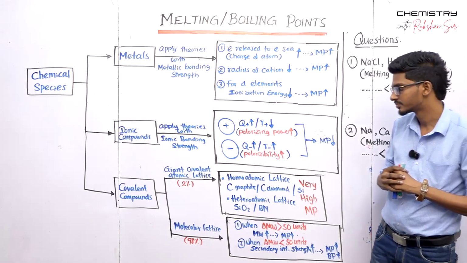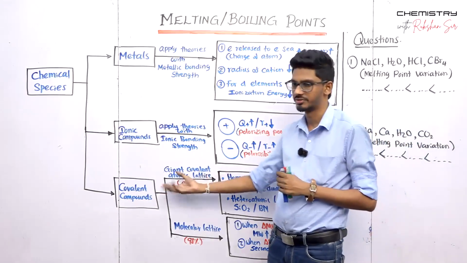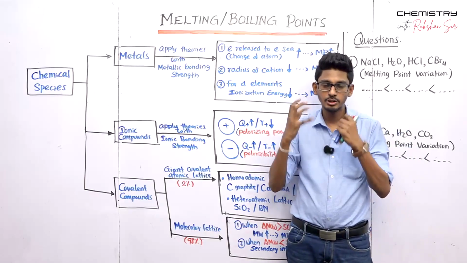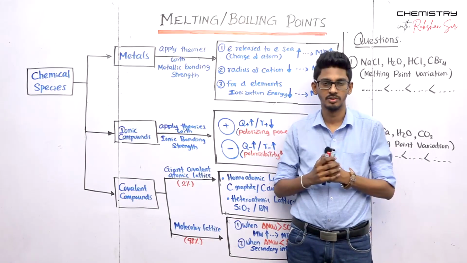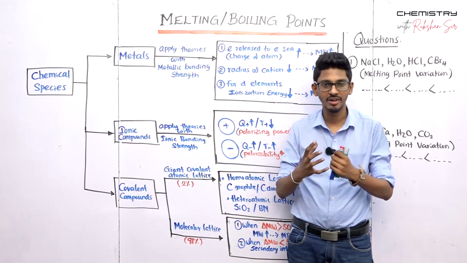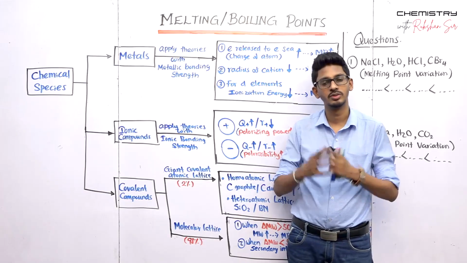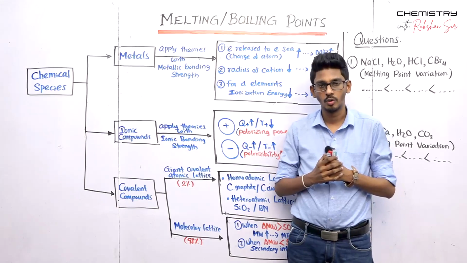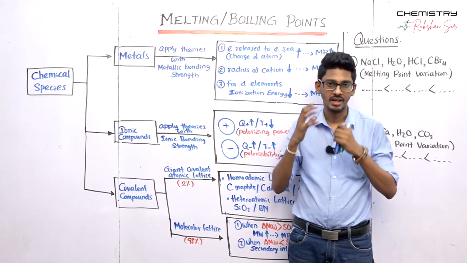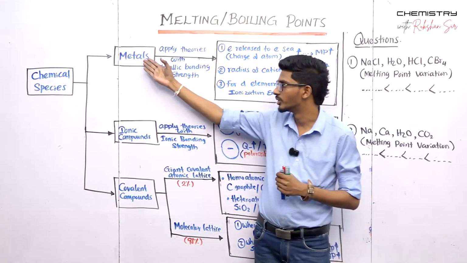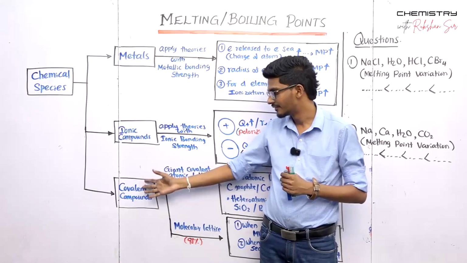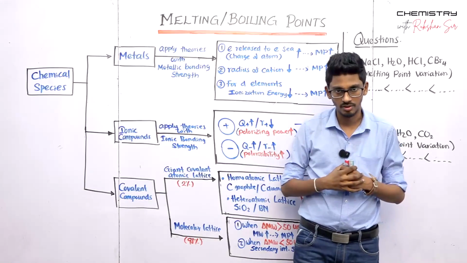Then finally, if you are dealing with covalent species like CO2, H2O, H2S, the atoms are bound via covalent bonds. Carbon graphite and carbon diamond also come under covalent species. Here the atoms are bound via covalent bonds, here via metallic bonds, here via ionic bonds, and here via covalent bonds. The atoms are bound together.